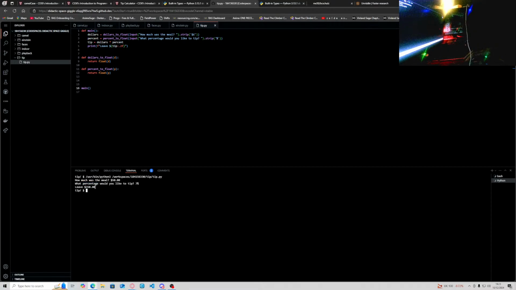Alright. I don't want to do $50 times 7% because that's not how tips work, obviously. So I need to find out how to convert a float into a decimal point. Well, that's what it is, but I need to convert the 7% to decimal.